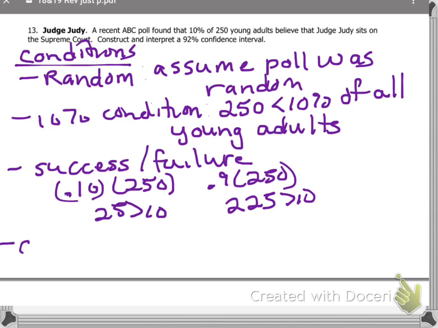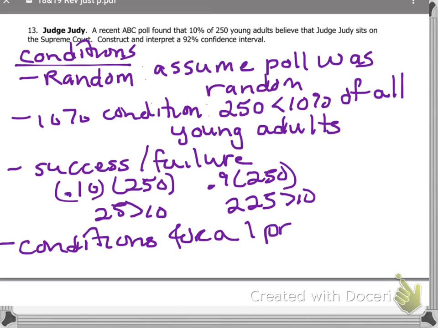So conditions for a one prop Z interval exist. Okay? Basically what we want to prove is that it's a normal distribution. We just proved that a normal distribution is okay. 92. All right, so let's go to my next page. So I have 0.10 plus or minus now 92.